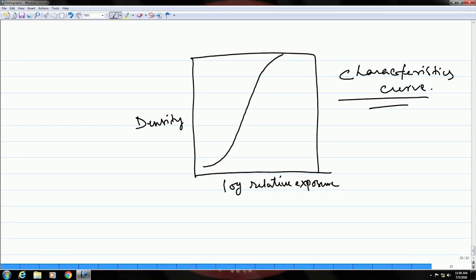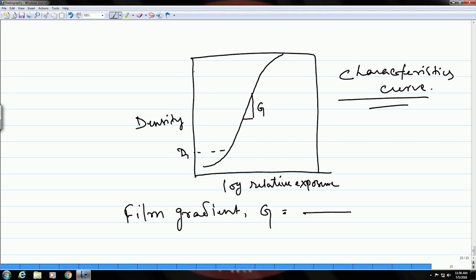So, this provides you another parameter known as film gradient, which is nothing but the slope of this straight line portion. So, if the gradient is called g, then g is the slope, which is D 1 minus D 2, over log epsilon 1 minus log epsilon 2.